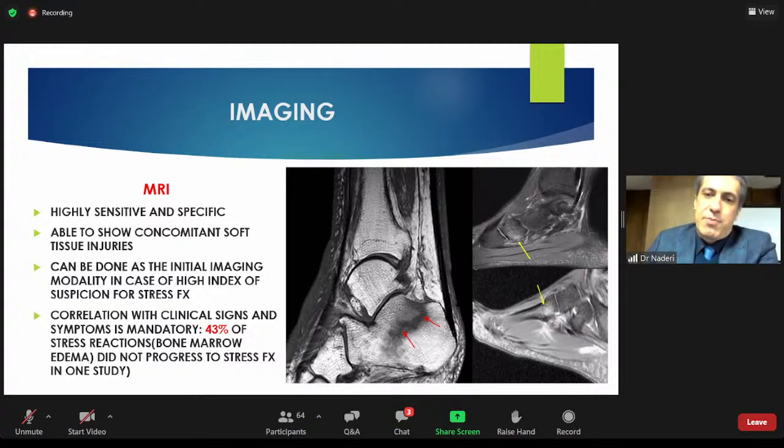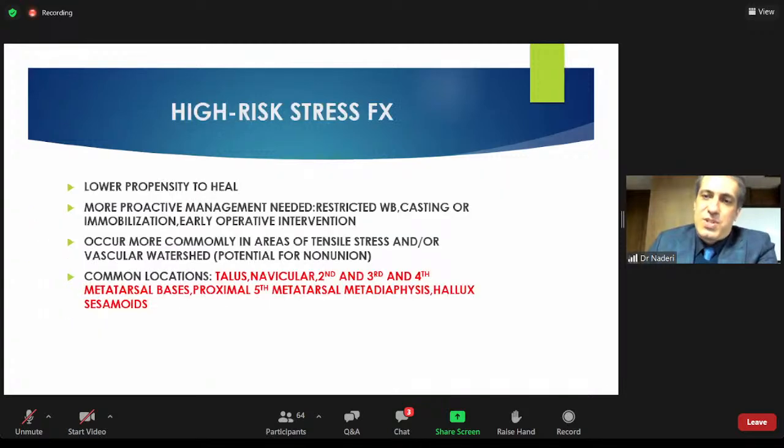It is important to note that correlation of MRI findings with clinical signs is quite important, because 43% of the stress reactions, that is bone marrow edema, do not progress to stress fractures at all. Stress fractures are divided into two subgroups. High-risk stress fractures have lower propensity to heal.